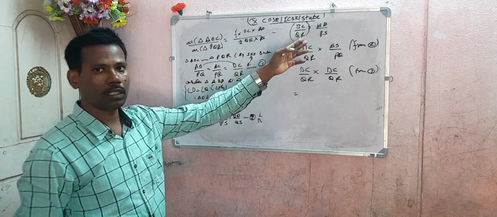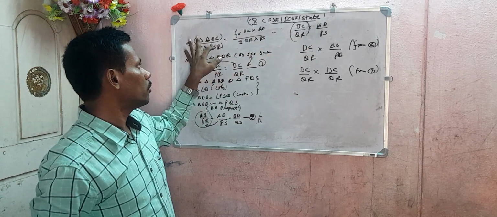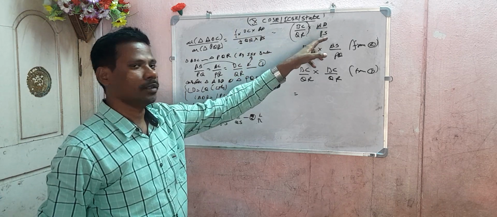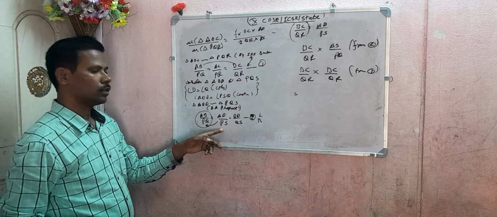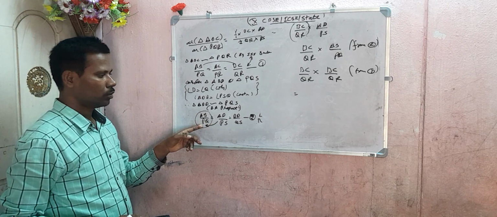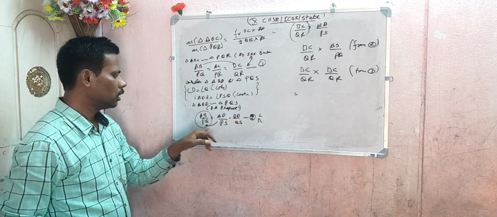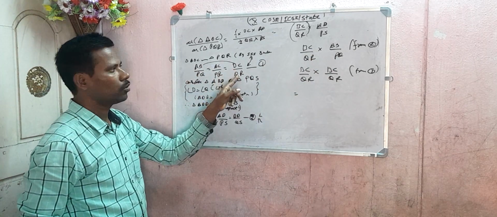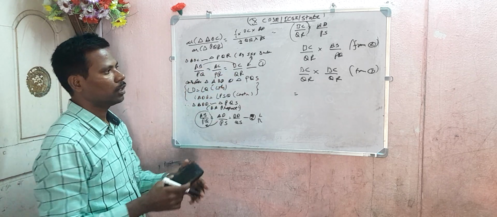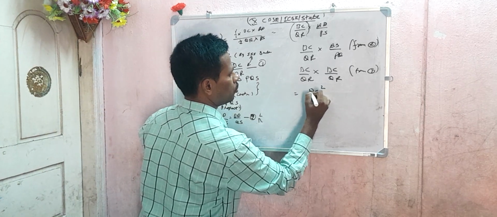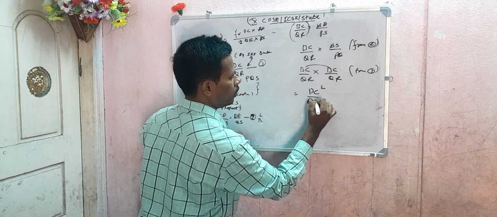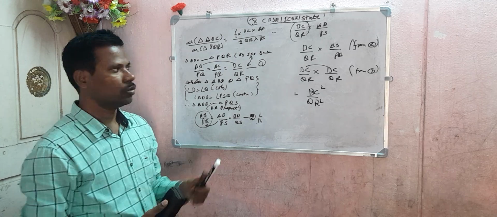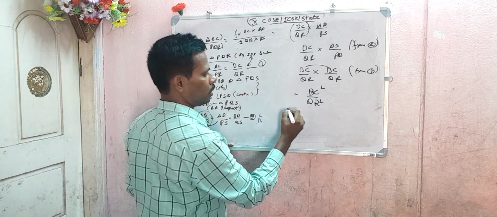Look at this, children, very carefully. I have written the area of triangle ABC as half into base into height, and I have cancelled something. BC by QR into AD by PS. But what is AD by PS? It is nothing but AB by PQ because the triangles are similar. And what is AB by PQ? This is nothing but BC by QR. Why? Because these triangles are similar. Therefore, BC square by QR square. So that's it.